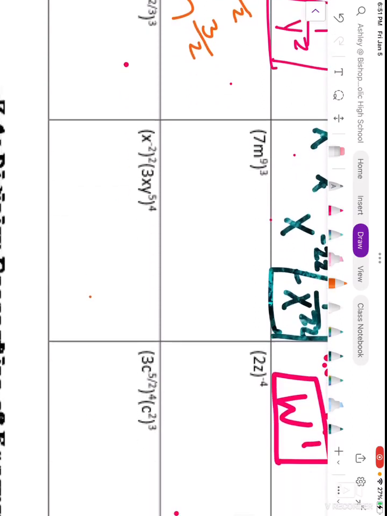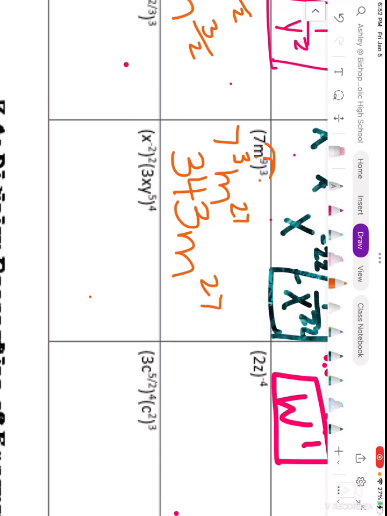Here, everything gets this to the power of 3. So 7 to the 3rd power, this is a power to a power, so we multiply. 9 times 3 is 27. And then 7 to the 3rd power, 7 times 7 times 7 is 343. So 343 m to the 27th.